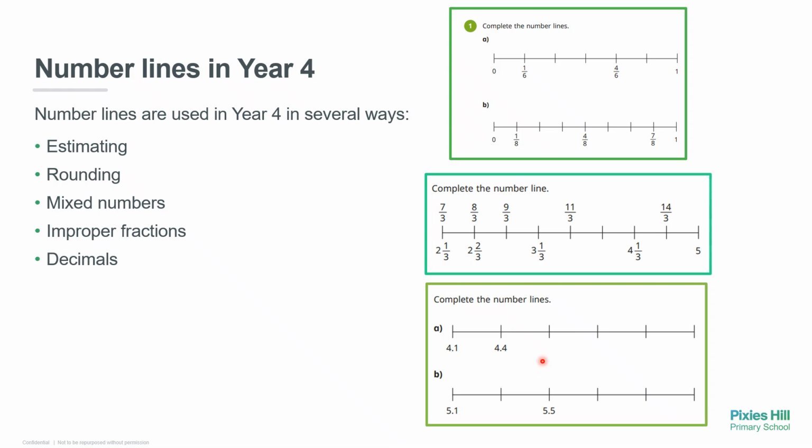This enables children to see the relationship between improper fractions and mixed numbers. This final example is showing decimals and would require children to work out what each interval is before using this information to continue the number line. So for example, the difference between 4.1 and 4.4 is 0.3. So each interval is adding on 0.3. So we would add that on to this number to find the next interval.